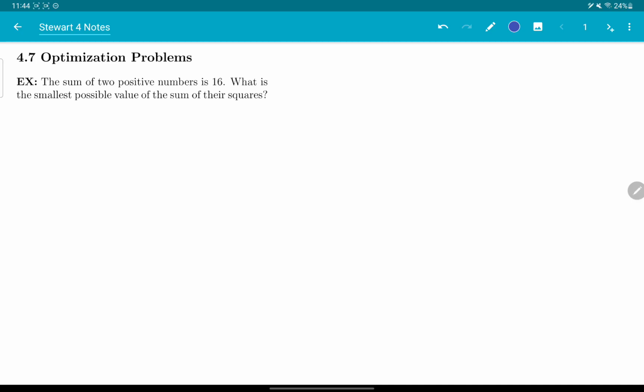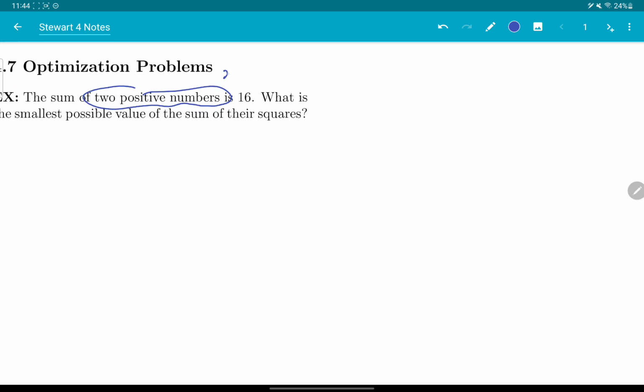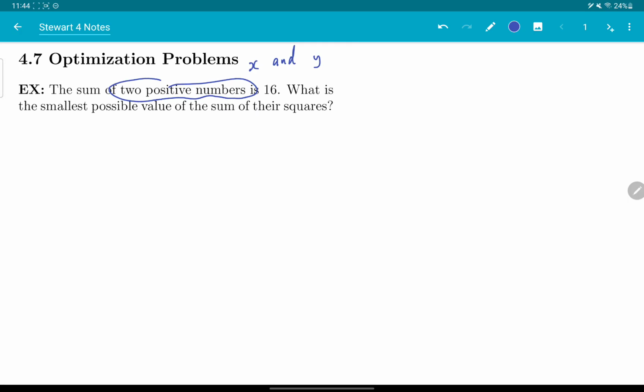So here we have two positive numbers. So straight away, I'm going to start introducing variables. So I'll say two positive numbers. We'll call them x and y. These are familiar variables. So we know right away that x plus y is 16. Now, what am I trying to minimize? Well, smallest, right? I'm trying to minimize the sum of squares. So that would be x squared plus y squared.